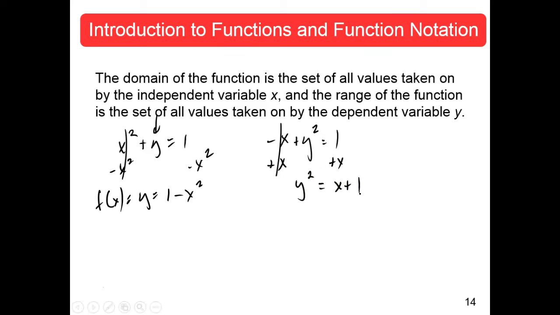And now what? I've got y squared. I don't have y. Take a square root of both sides. And this would be y is equal to, but when you take a square root of both sides, what do you have to put in? Plus or minus the square root of x plus 1. Don't you? Because what's the square root of 4? 2 or negative 2. Because negative 2 squared is 4. 2 squared is 4. You have to put plus or minus in there.